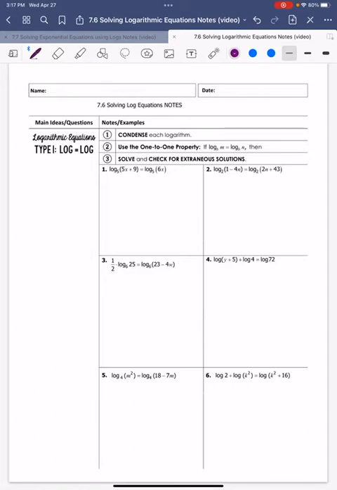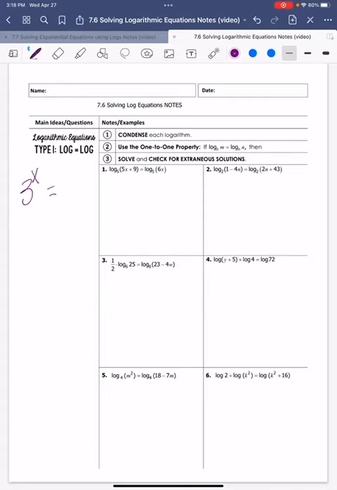Okay, we're going to look at solving log equations. I'm going to try and be a little bit more upbeat this time around, so maybe you won't be as bored.